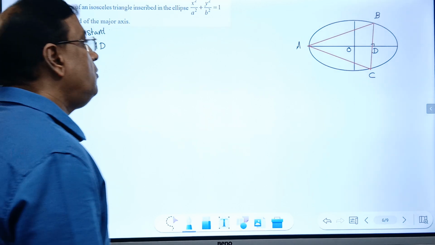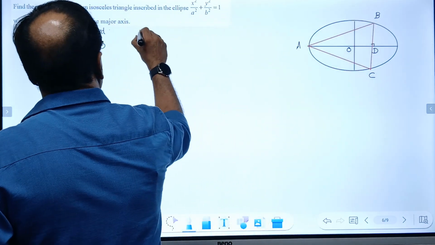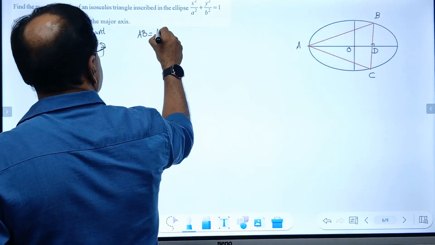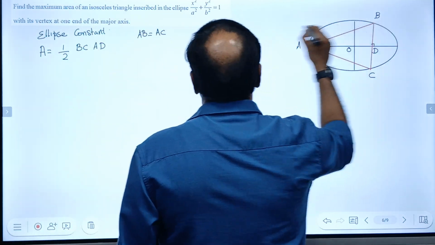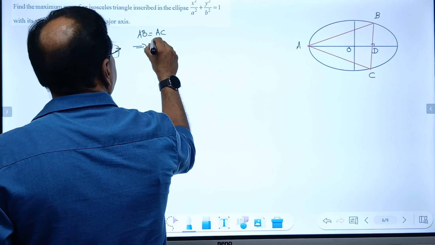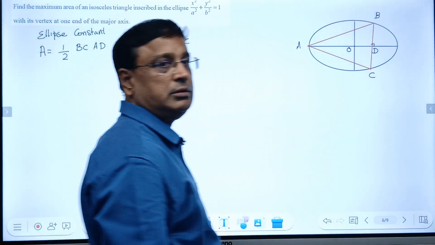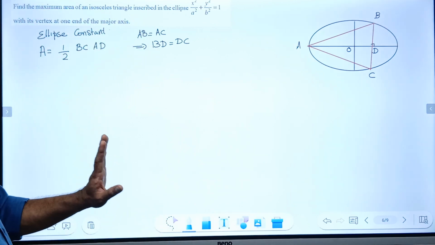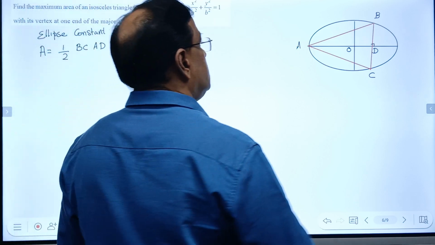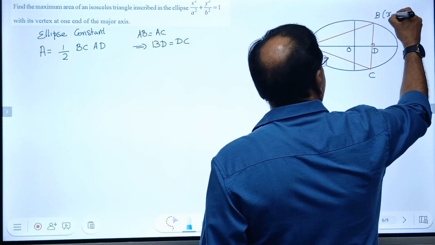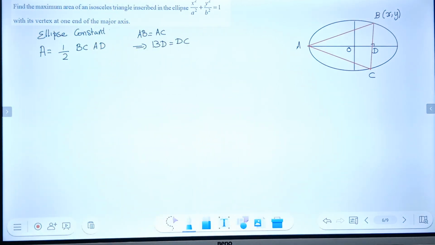Now, how do I go about it? Remember, this is an isosceles triangle. Here AB equals AC, and AD is a perpendicular. By the property of an isosceles triangle, clearly BD equals DC. Don't forget that BD equals DC. Now let us choose this point as (x, y).